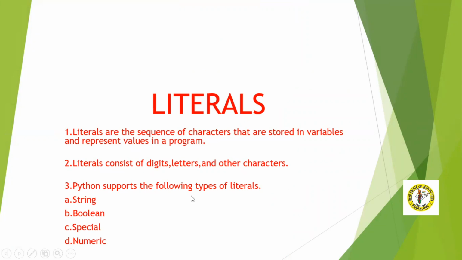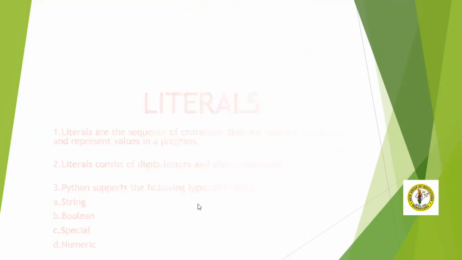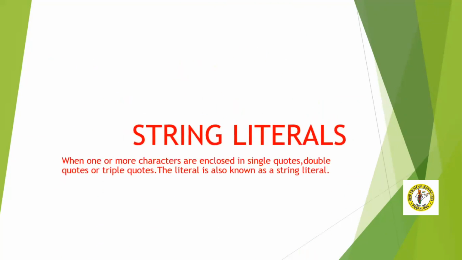Now let us discuss one by one all these literals. First is string. So what do you mean by a string literal? Any text that is specified within single quotation, double quotation or triple quotation is known as a string literal. When we keep one or more characters enclosed in single quotes, double quotes or triple quotes, this is known as a string literal. See here in this example, ABC is specified within a single quotation. This ABC is specified within double quotation. Similarly, I can give triple quotation. And this ABC is not compulsory. Any other name also, any other values also I can take as a string.